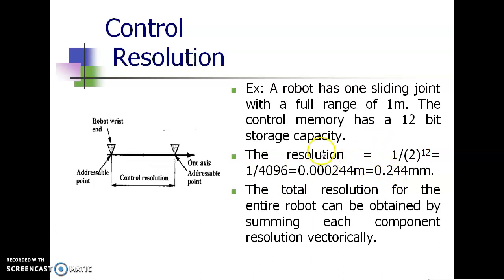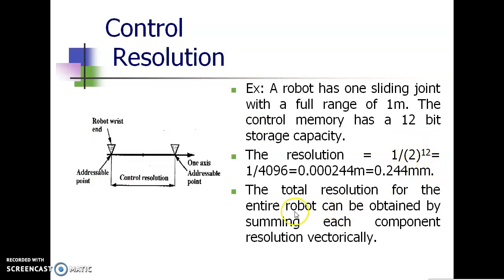So the resolution depends upon the bit capacity. As the bit capacity increases, the control resolution is going to reduce. That is, the distance between the two addressable points, which we are calling control resolution, is going to be smaller and smaller when the bit storing capacity of the controller is increased.